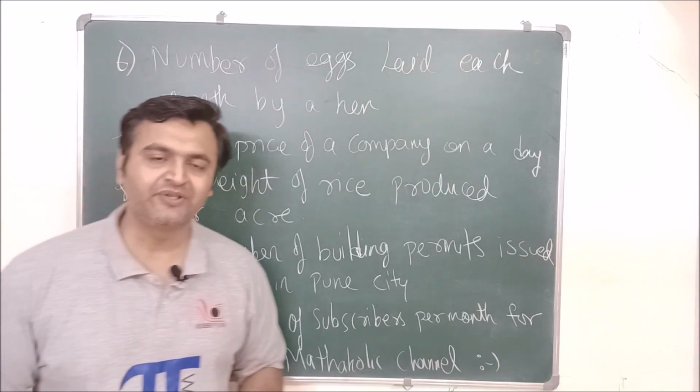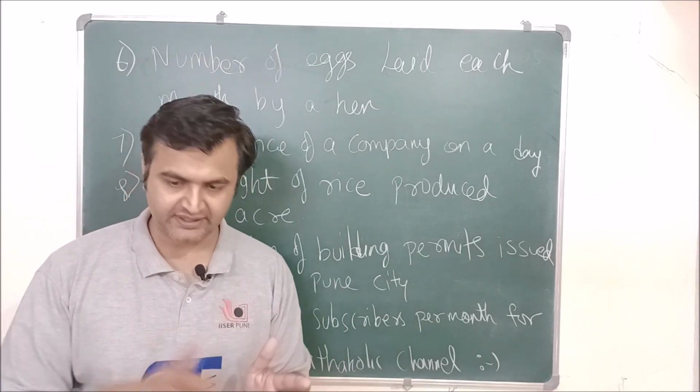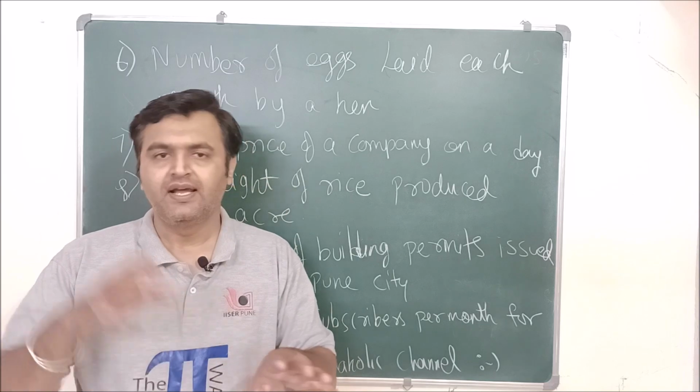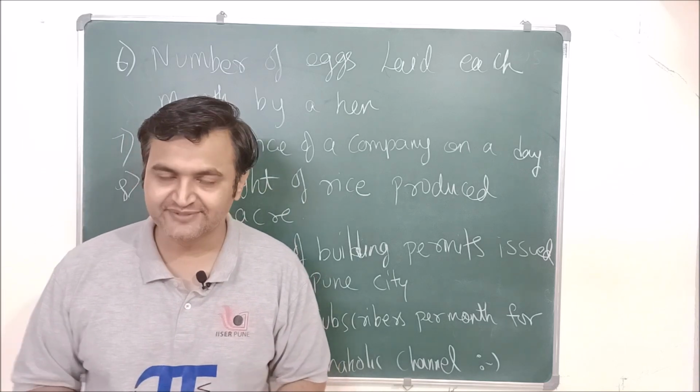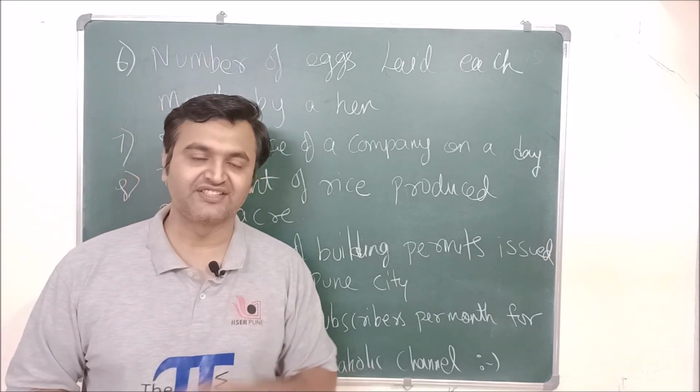You can pause the video and comment what you feel, like 1 discrete, 2 continuous, 3 discrete, like this. Just give a number and say whether it is discrete or continuous. So if you have any other doubt, you can ask me in the comment section.